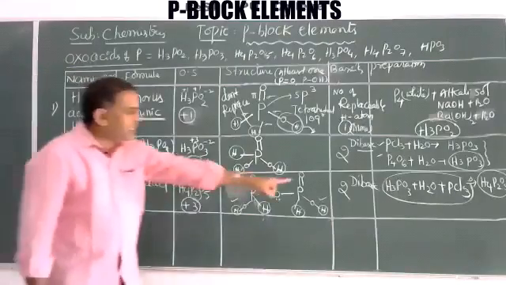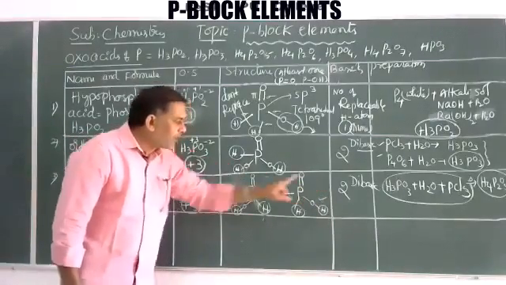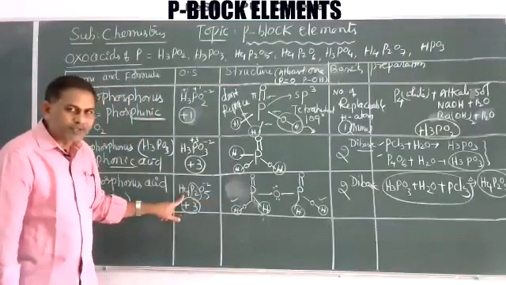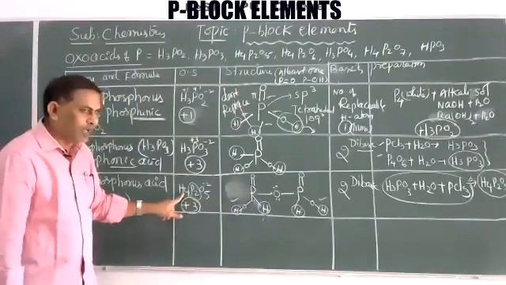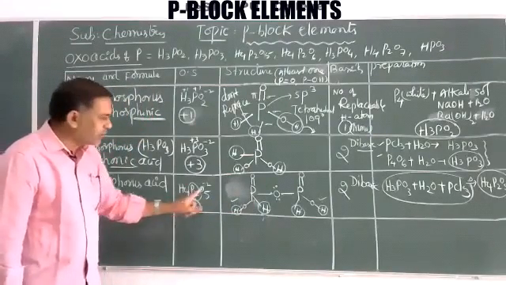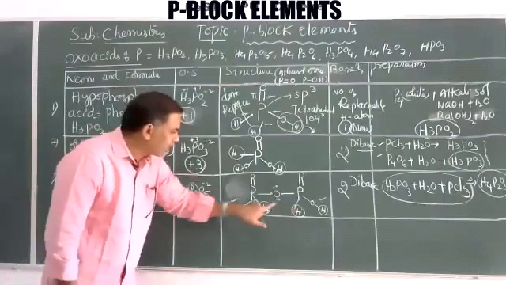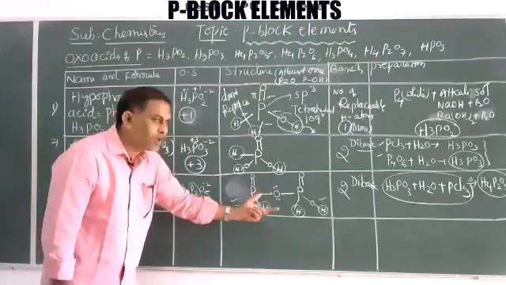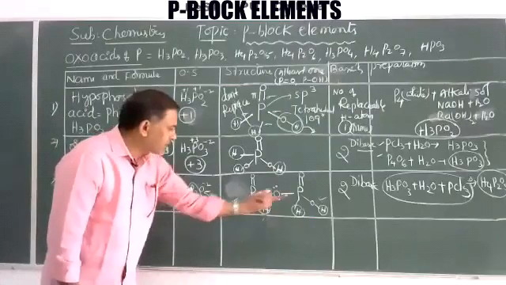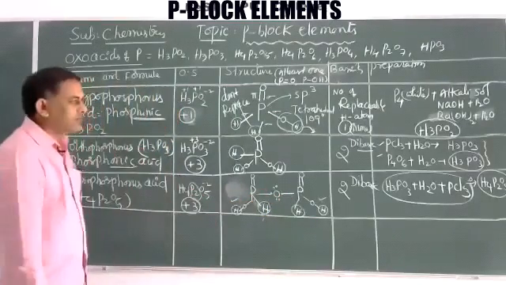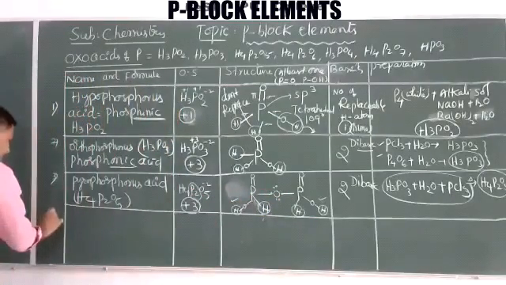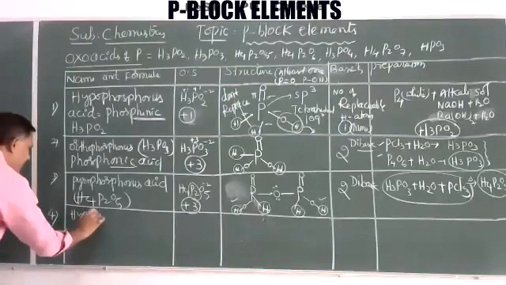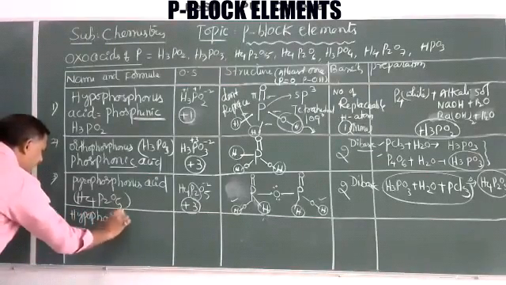The basicity is decided on the basis of its structure, not on the number of hydrogen atoms. Here there are 4 hydrogen atoms, but 2 of them are directly bonded with phosphorus, so they are not replaced. Only 2 hydrogen atoms are replaced. Then the fourth one is hypophosphoric acid.